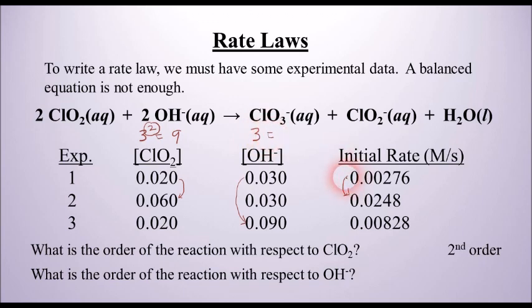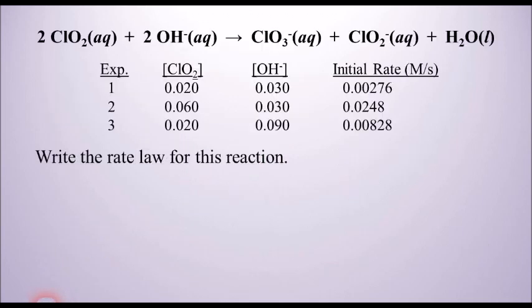And what happens to the rate from experiment 1 to experiment 3? Well, if you key this into your calculator, it looks like it is also tripling. So 3 and then 3, what power is that? 3 to what power is equal to 3? Well, it's a 1. So we'd say that the order with respect to hydroxide is first order. All right, so now that we have the orders determined, so we have second order for ClO2 and first order for OH negative for the hydroxide, now we're going to move on and actually write the rate law for this reaction.